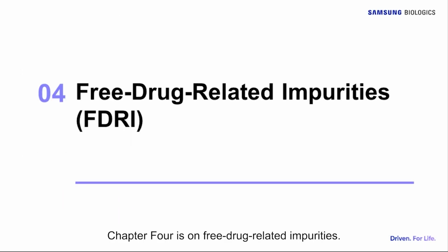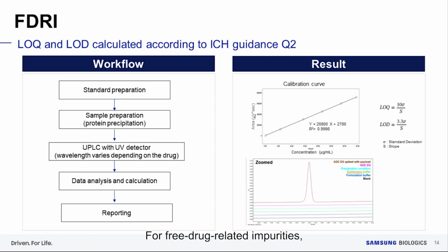Chapter 4 is free drug-related impurities. For free drug-related impurities, limit of quantitation and limit of detection should be evaluated as they are limited according to ICH guidance Q2. The workflow is on the left side. First, prepare the external standard, and the second step is prepare sample using protein precipitation procedure, and analyze using UPLC with UV detector.